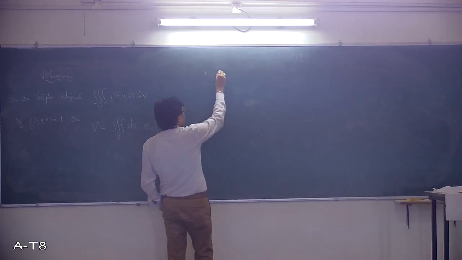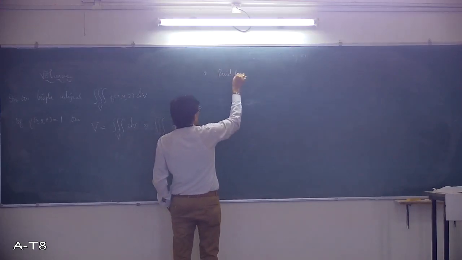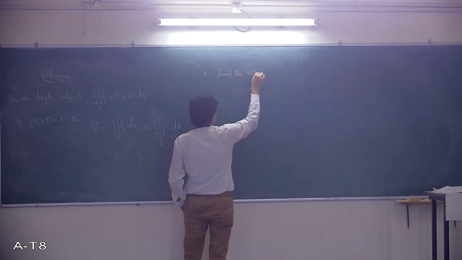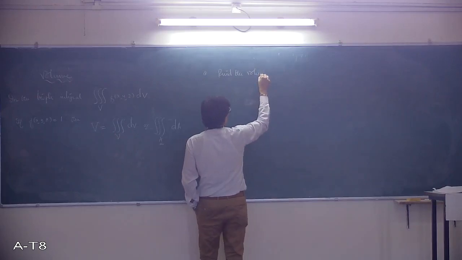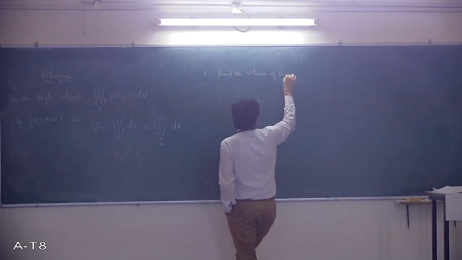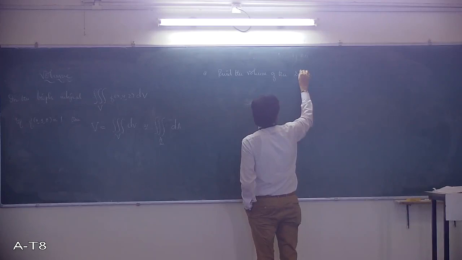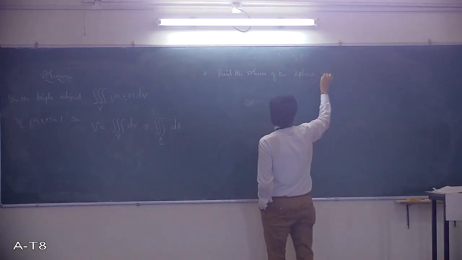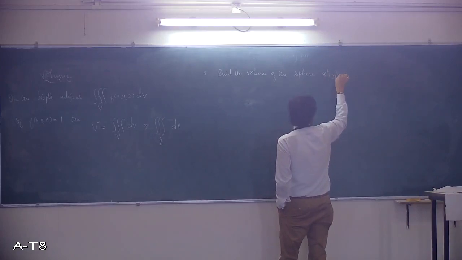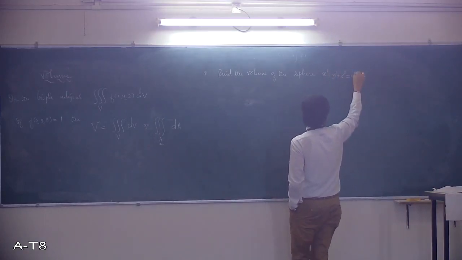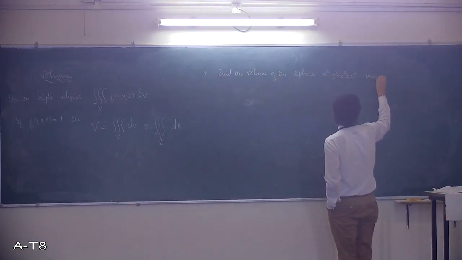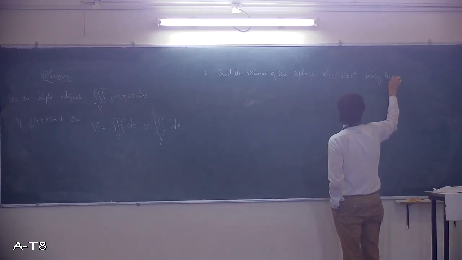Find the volume of the sphere x square plus y square plus z square is equal to a square using triple integral.